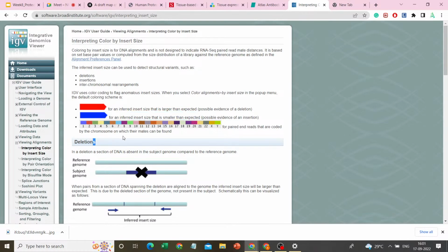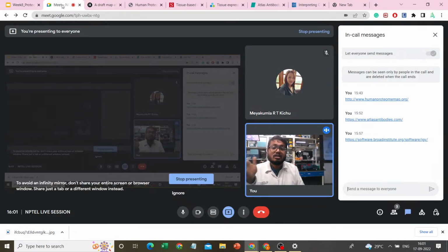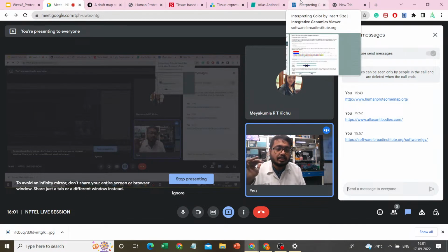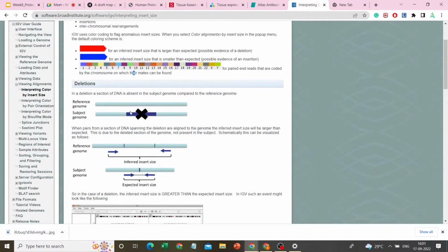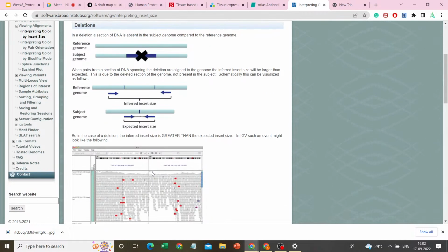And by chromosome, these are the different colors for the chromosome codes 1, 2, 3, X, Y. So 1 to 22 and X and Y, these are the different color codes for chromosomes, and blue for insertion, red for a deletion. So these are the default color schemes. If you don't change them, this is what you get, and if you change them, then it would definitely be different. Then deletions: reference genome, subject genome, there will be a difference, inferred insert size and expected insert size.